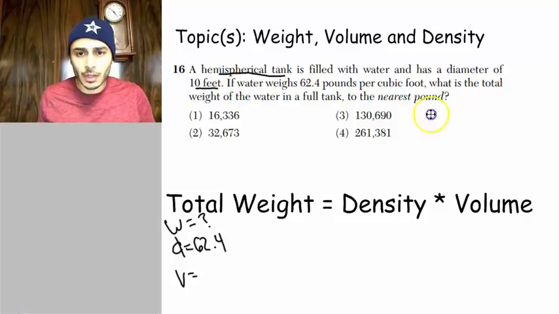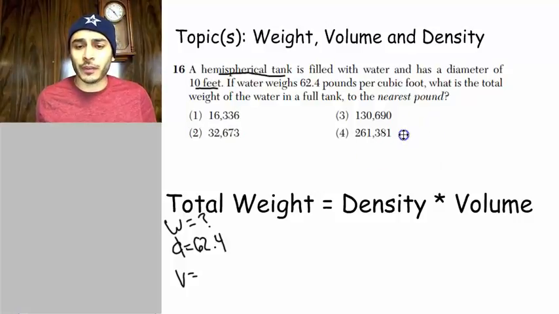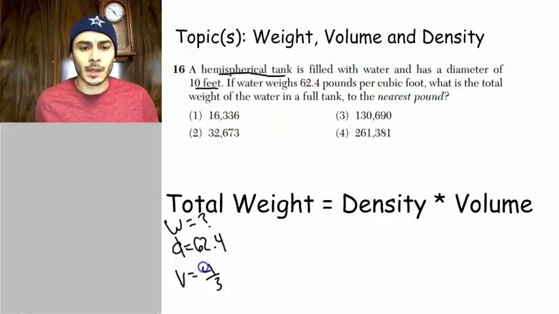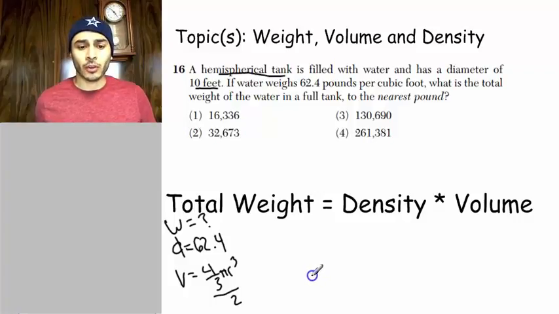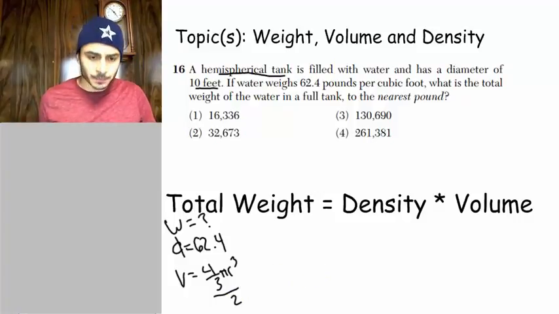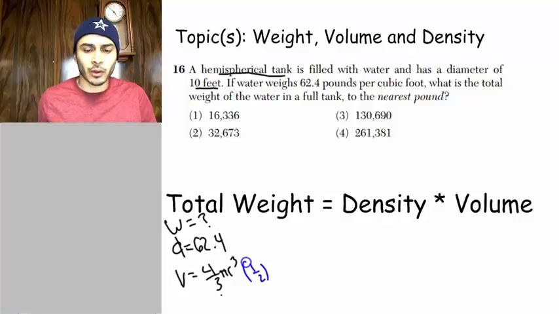And what you're not given is the volume. And we want the total weight, right? But you are given a way to find the volume. And how so? Well, they give you the diameter of the hemispherical tank. Now, what is this hemispherical tank? Now, a hemispherical tank is half of a sphere.